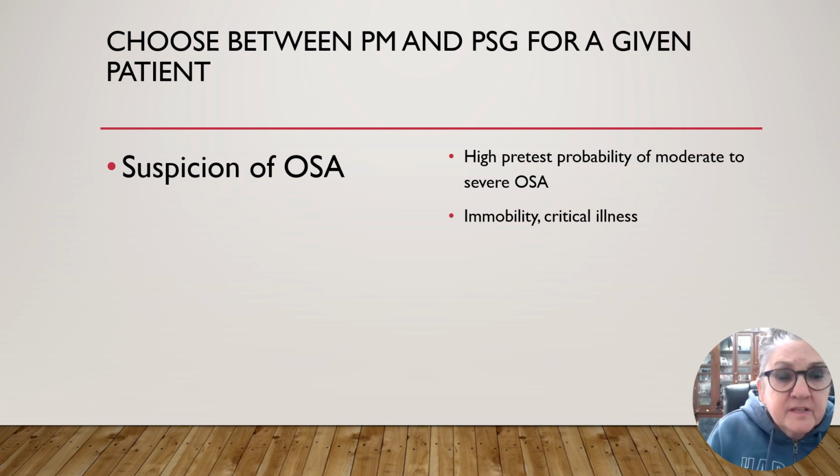Okay, this patient has suspicion of OSA and has a high pretest probability of moderate to severe OSA. They're immobile or they have a critical illness. So this type of patient would be recommended to have at-home testing, mostly because of the immobility and critical illness, and they have a high probability of moderate to severe OSA.